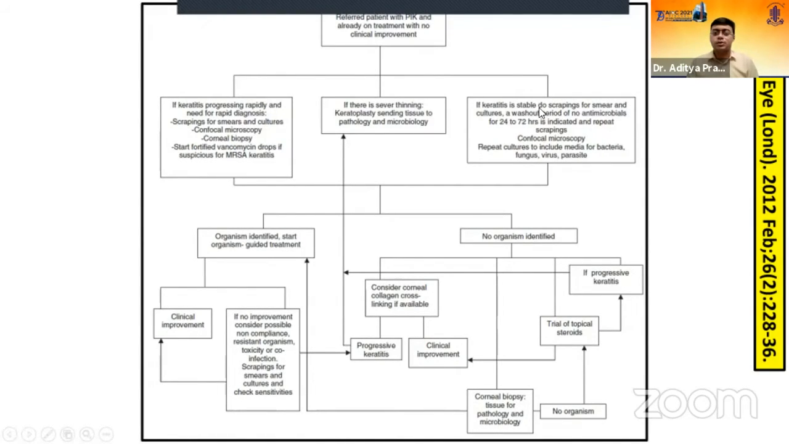If it is stable, you do scrapings after stopping the antibiotics for a period of at least 2 to 3 days. You do advanced tests if they are available to you. You try and rule out any other organisms or mixed infection, including virus. If you can identify it, yes, very good, you can start the treatment accordingly.